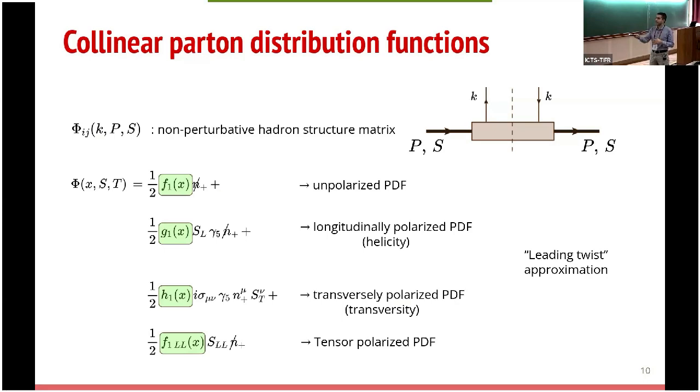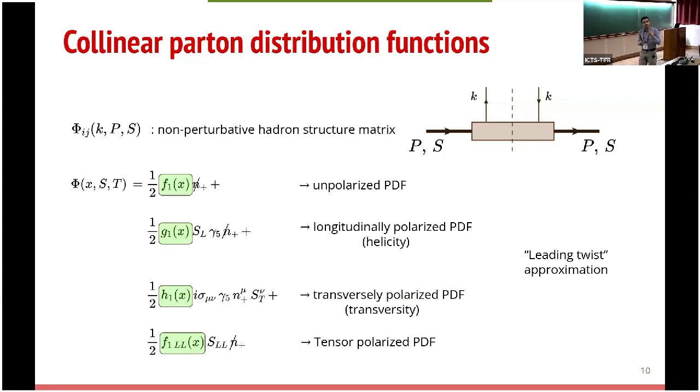In this specific case, for the collinear quark correlator, so for the correlator integrated over the transverse momentum, you end up with 4 different Dirac structures available. And the coefficients of this expansion are the collinear parton distribution functions. So the functions that tell you the probability to find a quark in the target with a specific collinear momentum fraction.